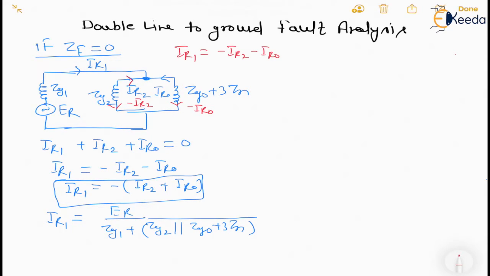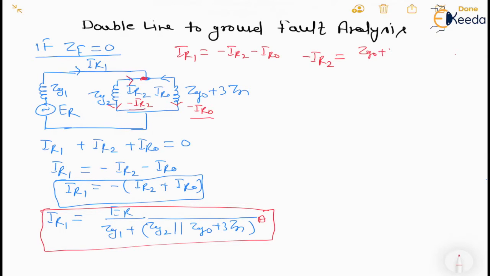So this is IR1 is equal to minus of IR2 and minus of IR0. IR1 we have calculated here in ampere. So what I am going to do is calculate the value of IR2. So IR1 is coming at this node and it is dividing between minus of IR2 and minus of IR0. So while applying the current division rule, we can calculate the value of minus of IR2, and that would be equal to (ZG0 plus 3ZN) upon (ZG0 plus 3ZN plus ZG2) into IR1.